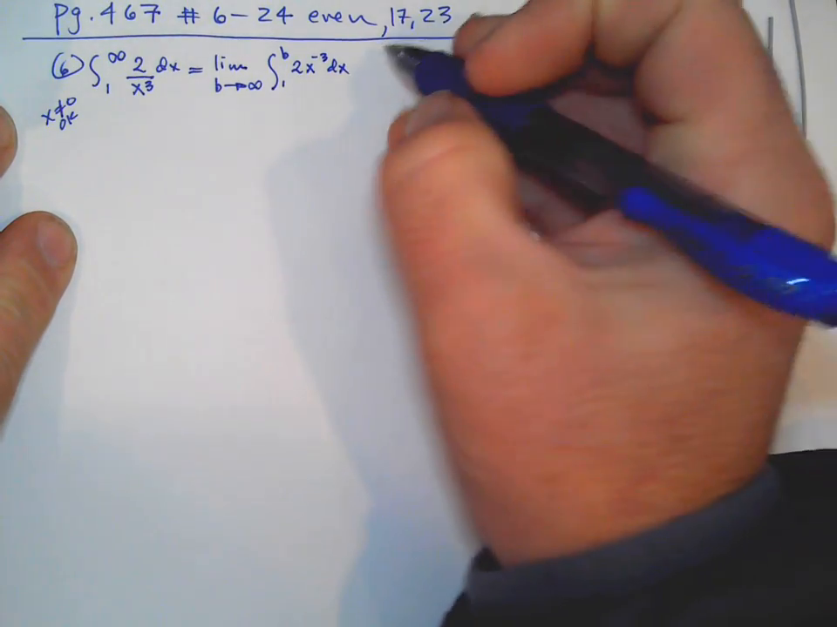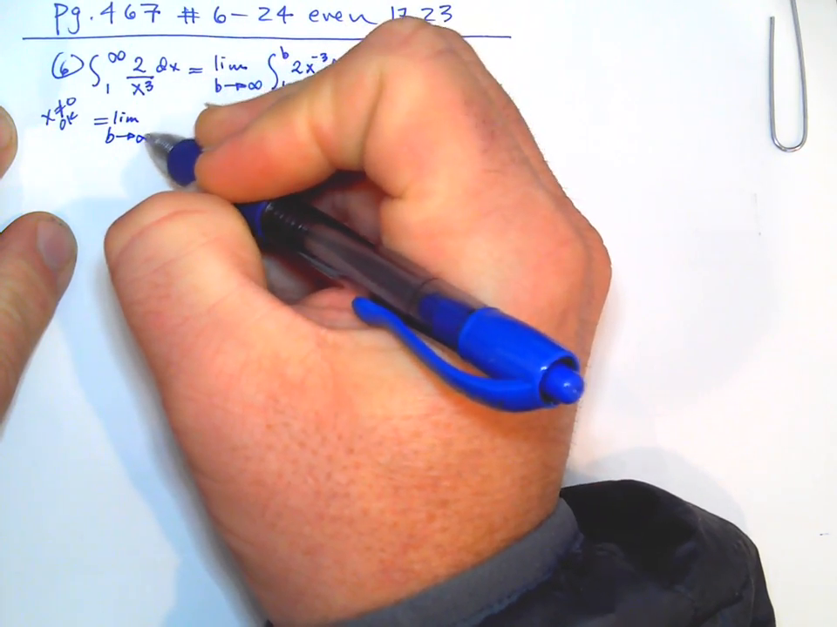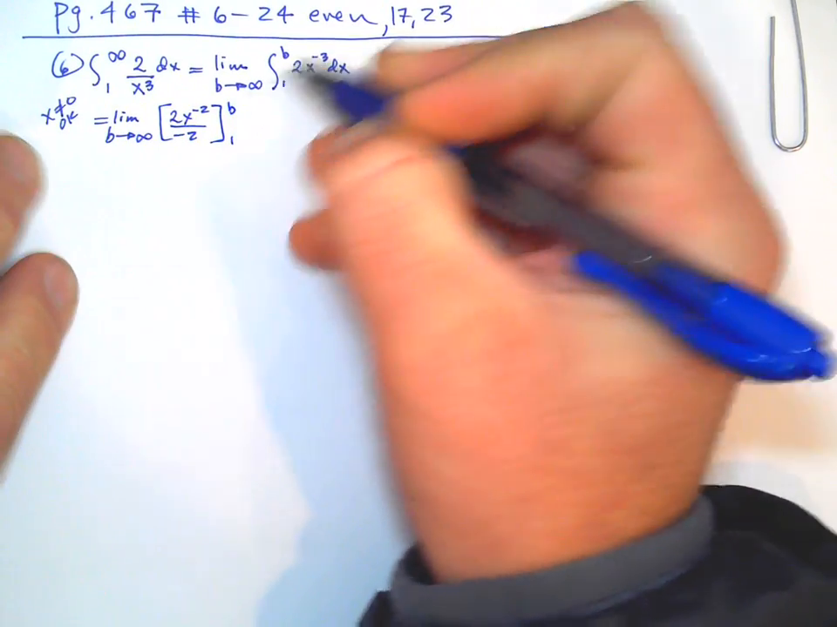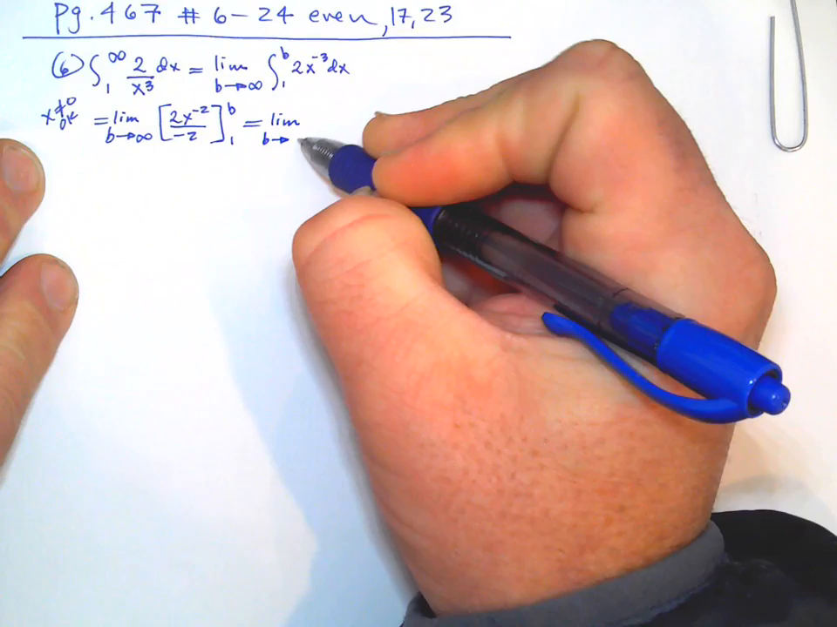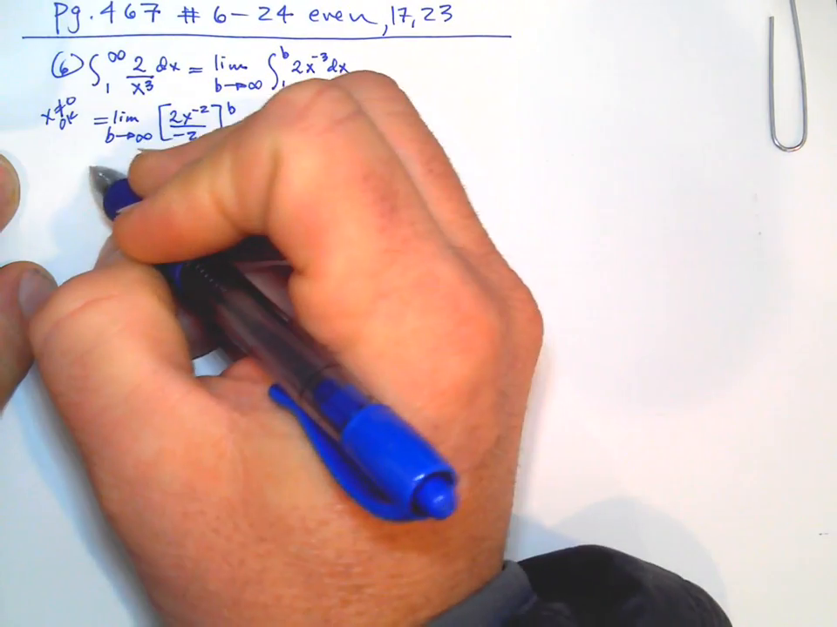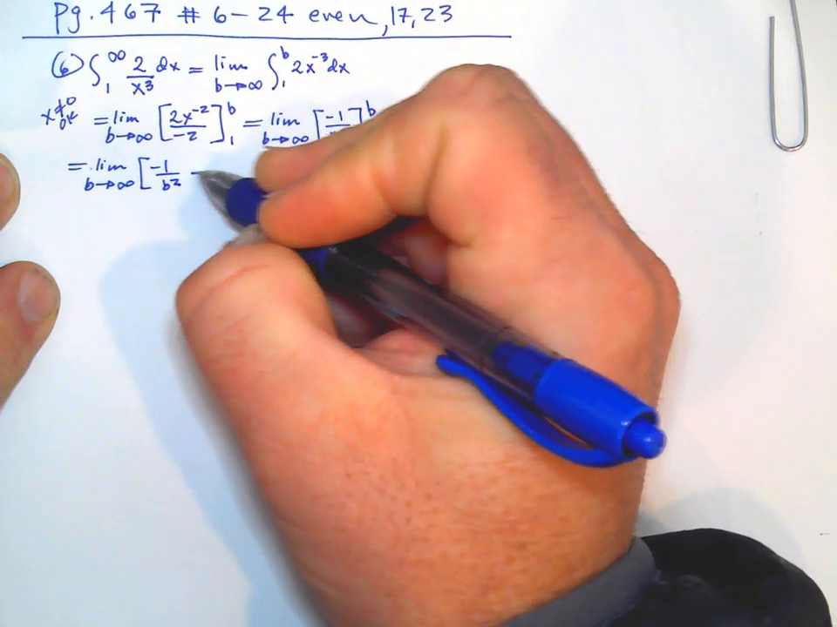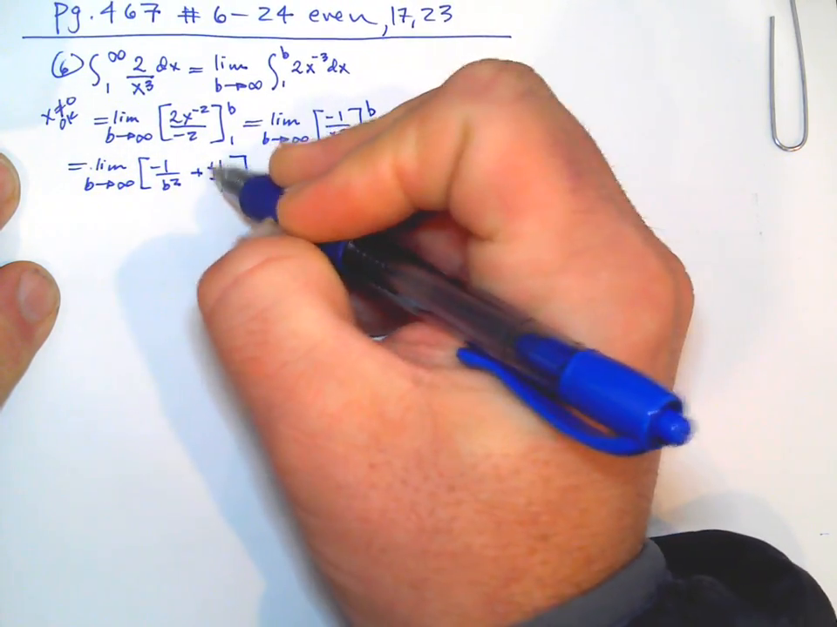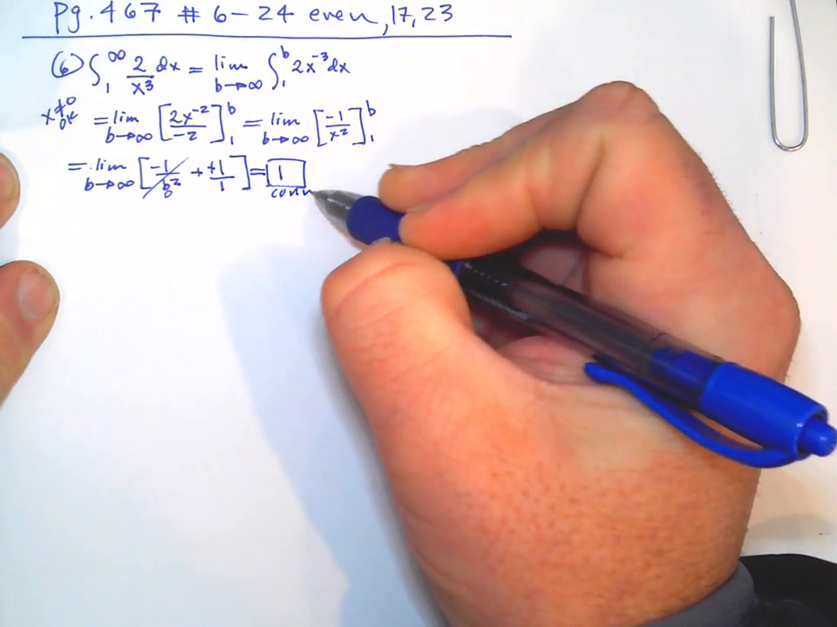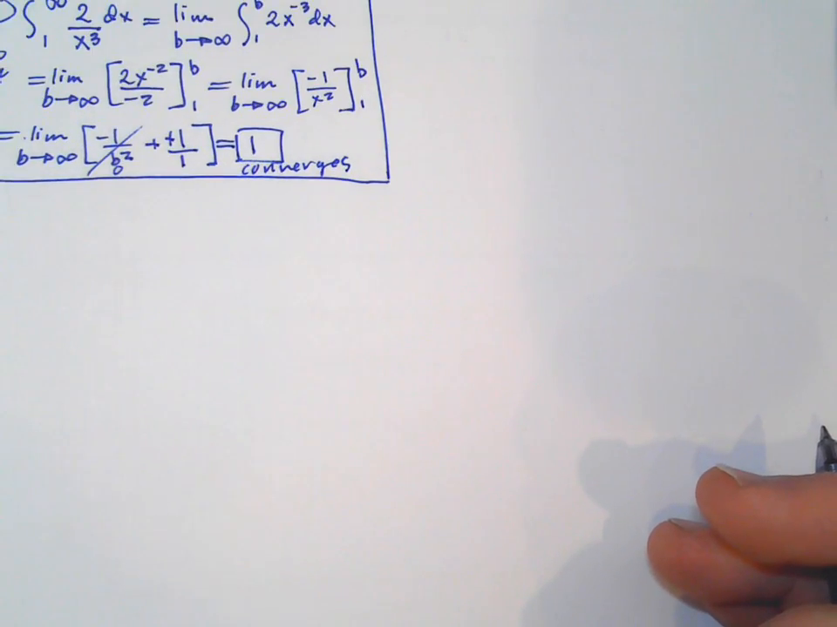So that's going to be the limit as b goes to infinity of 2x to the negative 2 divided by negative 2, from 1 to b, which I might rewrite in a little nicer form, negative 1 over x squared. And then we're going to plug the limits in. So it's going to be negative 1 over b squared minus negative 1 over 1 squared. This is going to go to 0 when you apply the limit, and the answer is 1. It converges. So that's number 6.